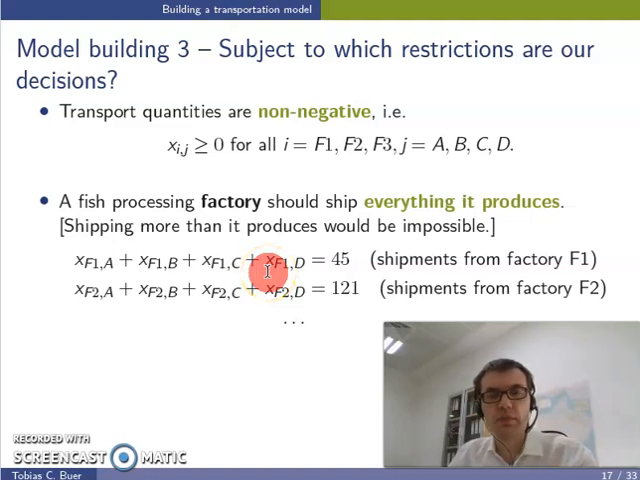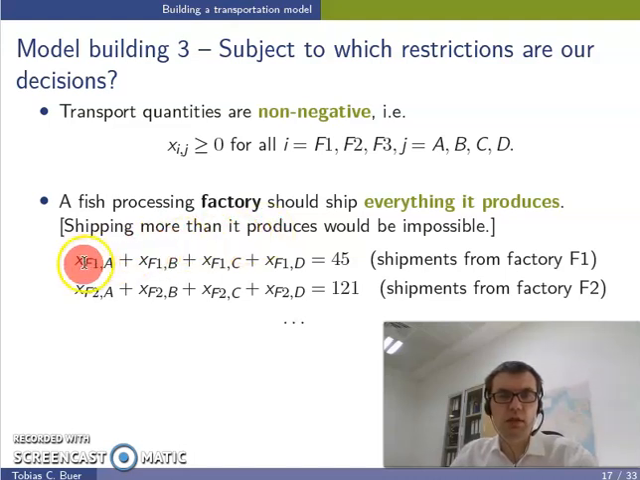In the previous video, I showed you via some hand calculation examples why having only this type of constraint is not enough. If we only model that a fish processing factory should ship everything it produces, in addition to the positive value constraint for the decision variable, then we might create situations where our solution, that is the values of the decision variables, are not fulfilling what we want.